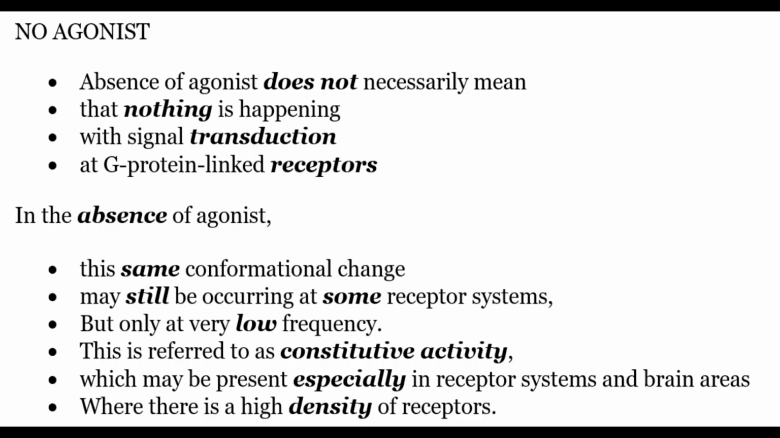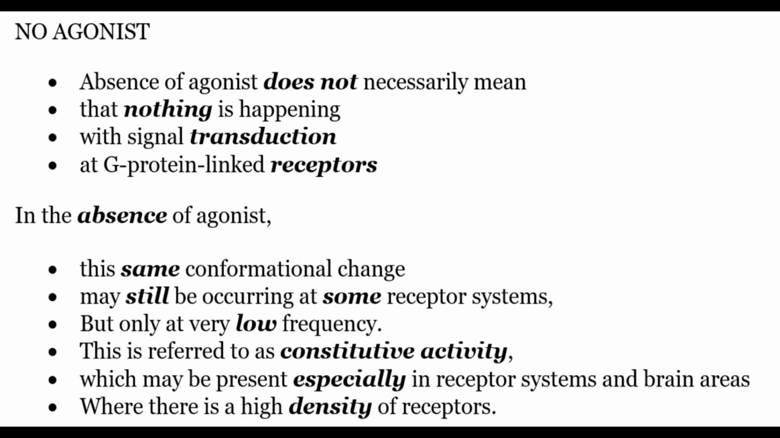Now let's discuss G protein linked receptors as target of psychotropic drugs. To understand this, we have to first understand the agonist spectrum. The first scenario is that there is no agonist at the receptor. Absence of agonist does not necessarily mean that nothing is happening with the signal transduction at a G protein linked receptor.